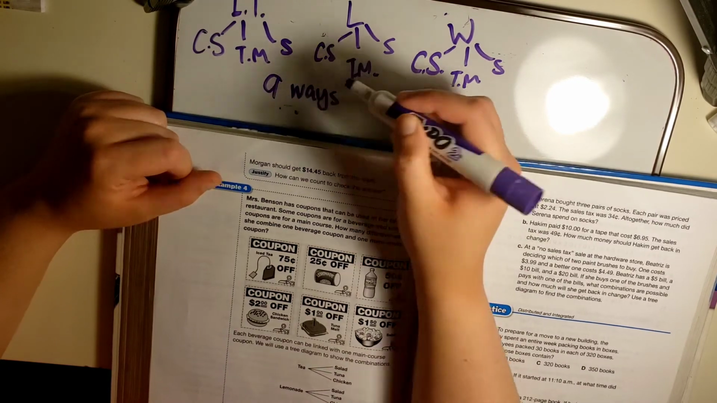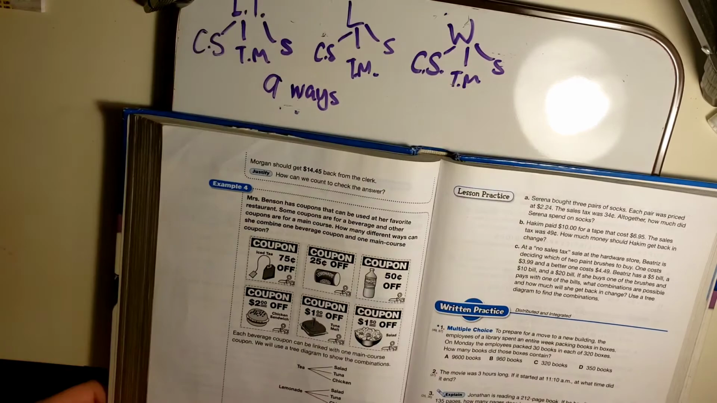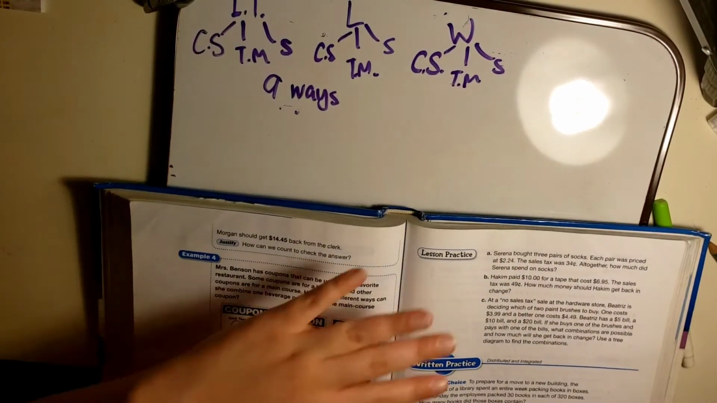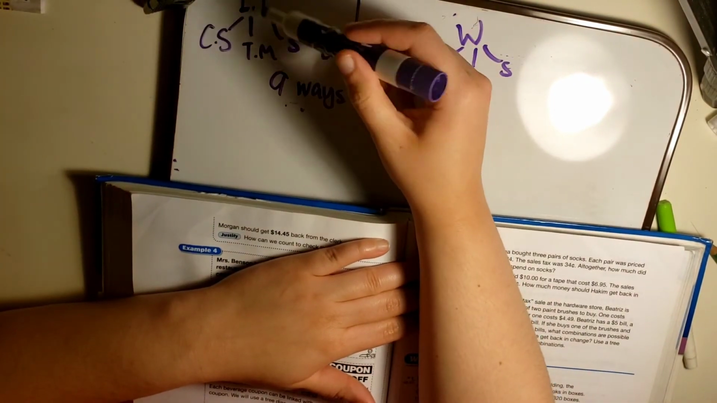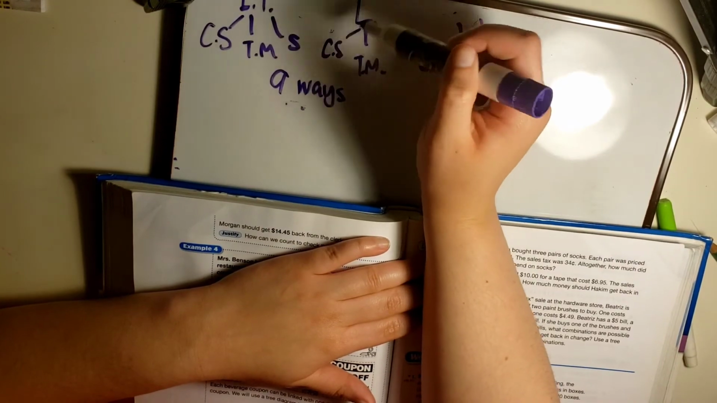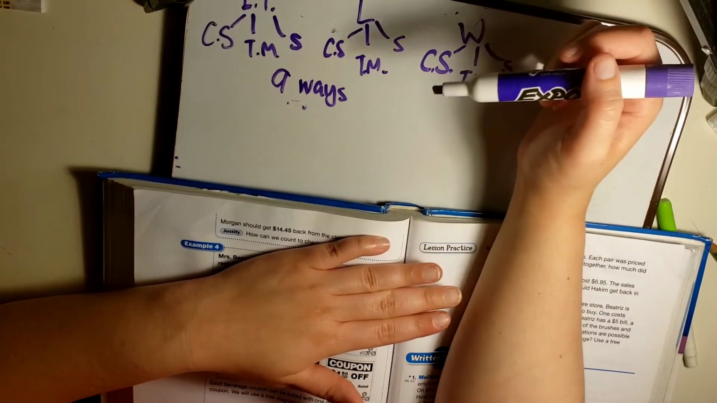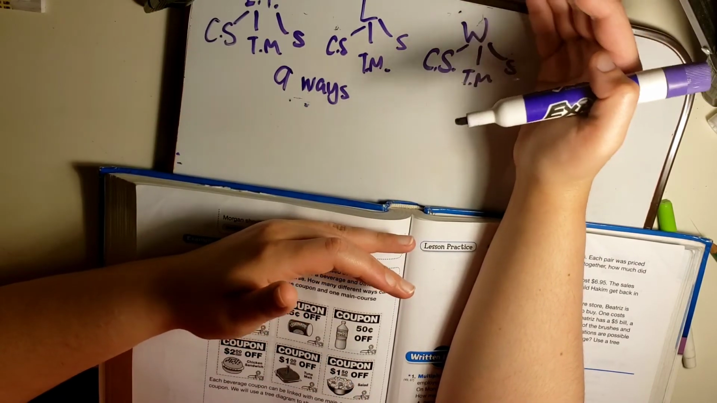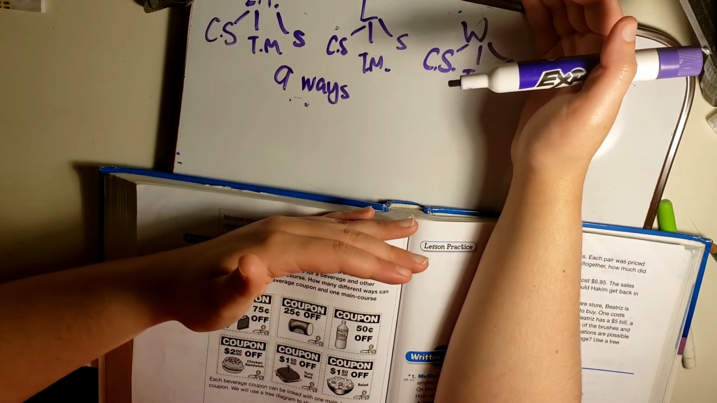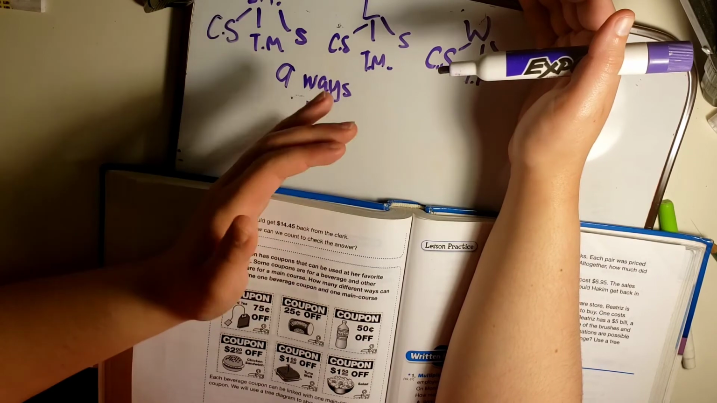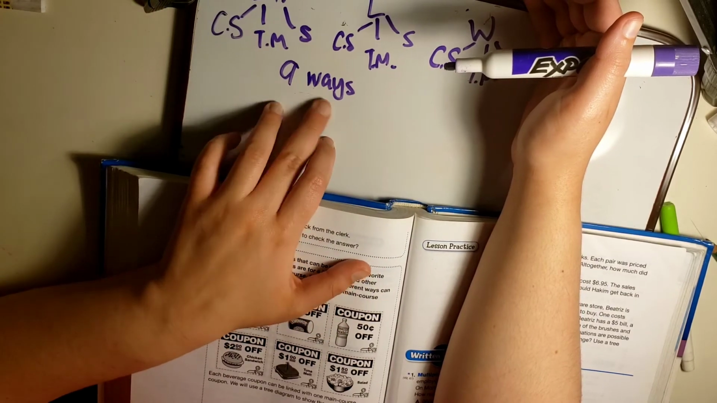And in the future, it might want you to write that all out. So you'd have to write iced tea, chicken sandwich, iced tea, tuna melt, iced tea, salad. And then lemonade, chicken sandwich, lemonade, tuna melt, and lemonade, salad. I know writing out all these things takes so long, and then it's kind of a pain. So we're just going to go with 9 ways for now.